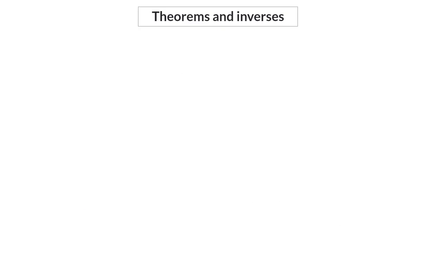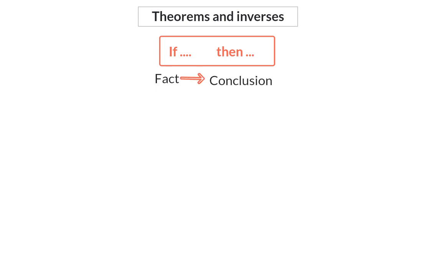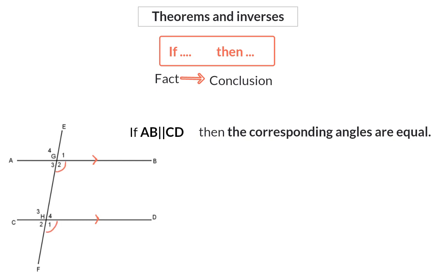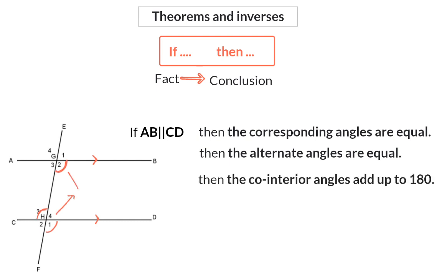Before we have a look at the next example, it is important for you to realize that theorems also have inverses. Any theorem consists of an if and a then part. If we know something for a fact, we can use it to make a conclusion or deduction. As an example, we're going to have a look at parallel lines. If we know the lines are parallel, we can make the conclusion that the corresponding angles will be equal. We can also say that the alternate angles will be equal and the co-interior angles add up to 180 degrees.